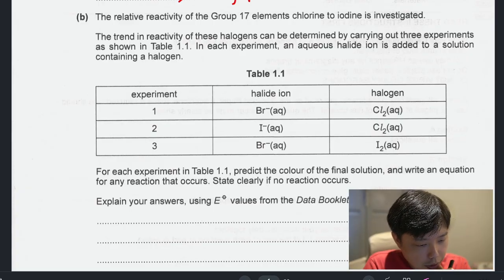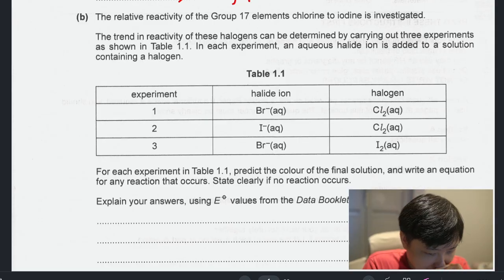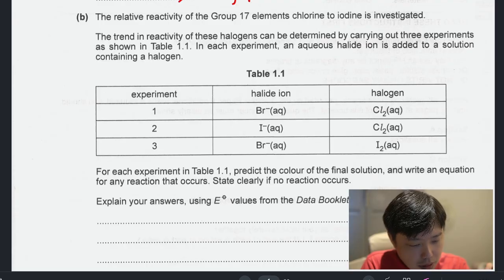The trend in reactivity can be determined by carrying out 3 experiments. In each experiment, aqueous halide ion, like Br minus, I minus, is added to a solution containing a halogen, like Cl2, I2. For any experiment in table 1.1, predict the color of the final solution and write an equation for any reaction that occurs.